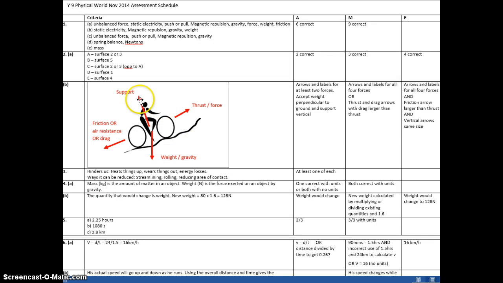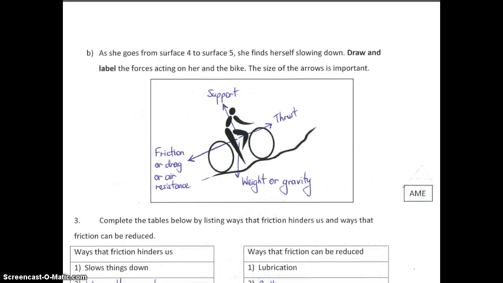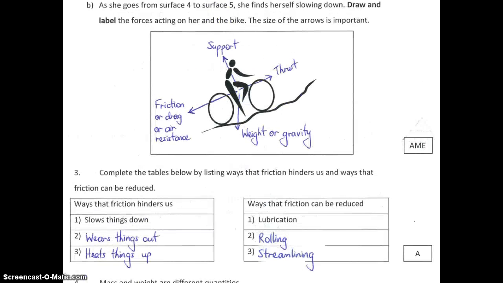Marking schedule for this one, so there's the correct answers. If you got any 2 of those correct, you got achieved. Any 3 correct was merit, and 4 or all of them correct was excellence. Okay, question 3. Sorry, not question 3, question 2b.